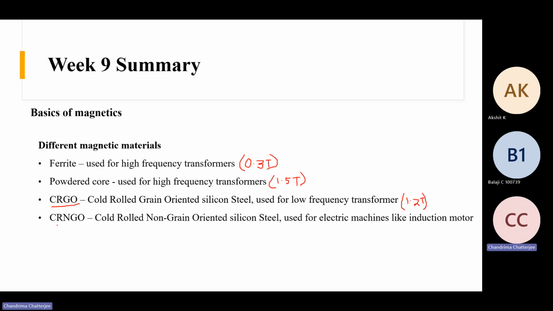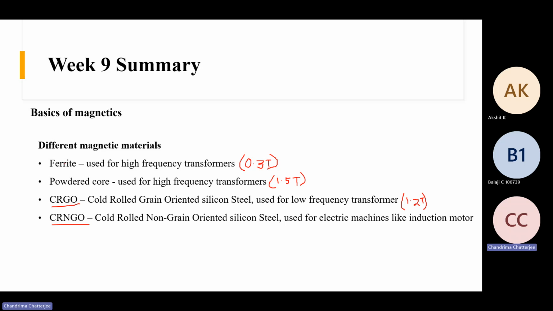And there is another one, CRNGO. It is cold rolled non-grain oriented silicon steel. This is a low quality core material compared to CRGO, and it is used for machines, for induction machines or some other electrical machines. So these are the different types of core materials. Based on our application, we can choose which core material will be suitable for us.